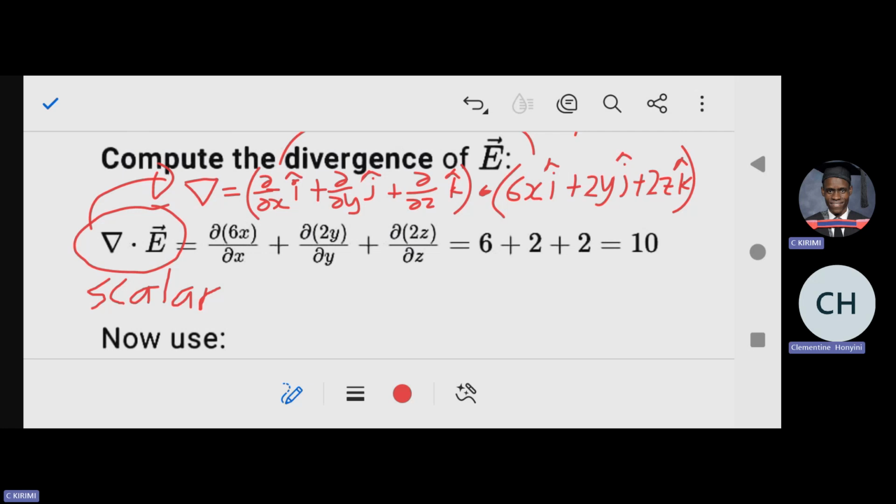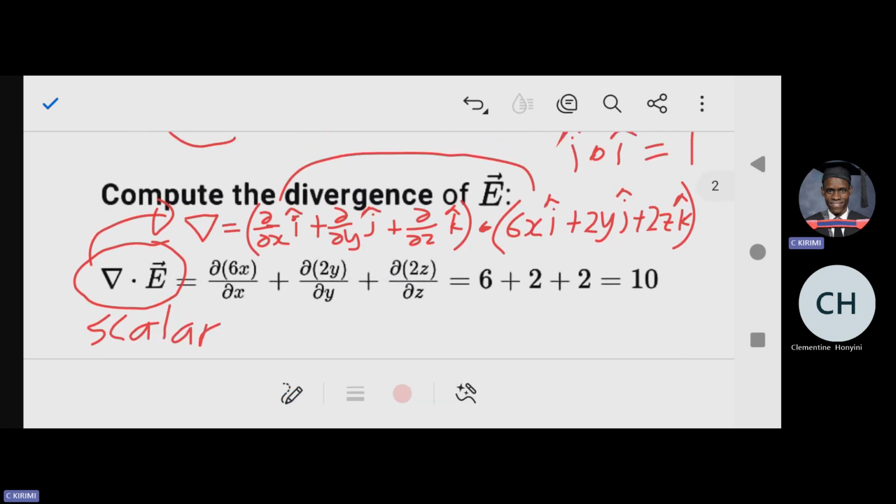So you multiply the components together and you get partial x of 6x, plus partial y of 2y, plus partial z of 2z. In other words, you are differentiating each function with respect to its variable and keeping the others constant. So you get 6 plus 2 plus 2: 2y with respect to y gives 2, and 2z with respect to z gives 2. Any question there?